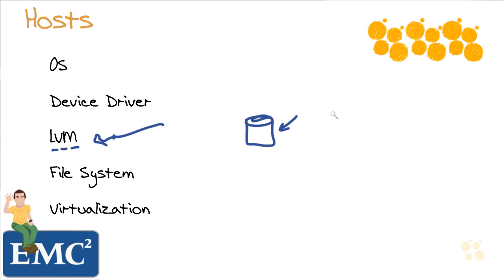So let's say we have a host with one physical disk. Thanks to the logical volume manager, we can go in and do partitioning of that disk.